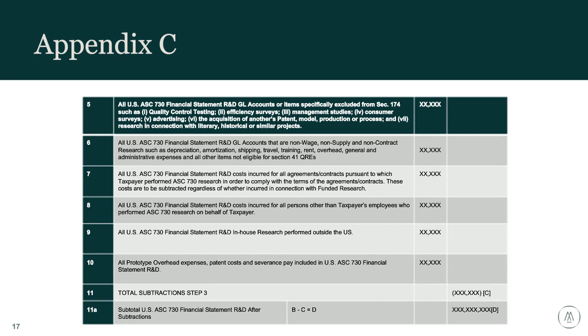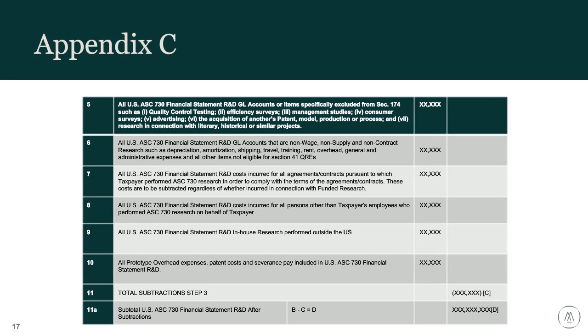You also will remove number eight, which is just subcontracted costs. So any costs that were included in the financial statements that were paid to someone else to do R&D outside of the organization. And then you'd also remove any foreign expenses. So these would be R&D expenses that were performed outside the United States. So if you have employees in a different country that are doing work on behalf of the company, or any supplies that were consumed outside of the country, those would be removed. Again, these would also be removed in the general credit calculation, so it's not an additional step.